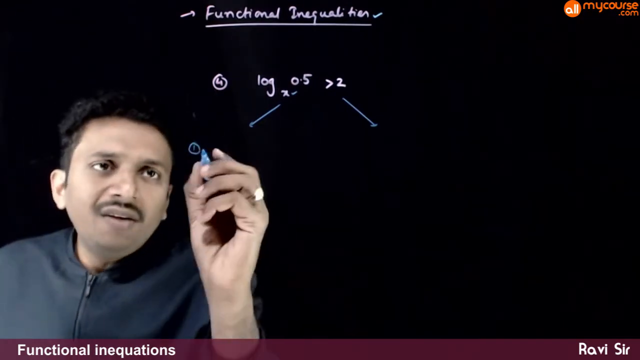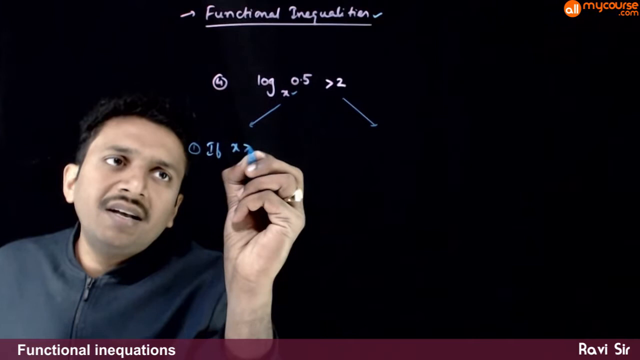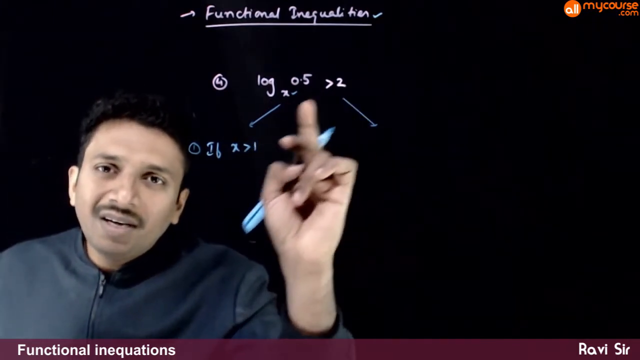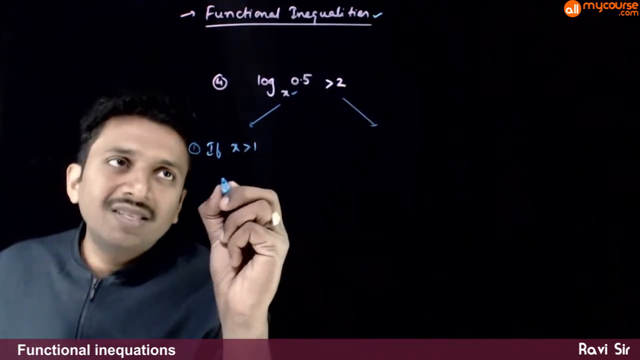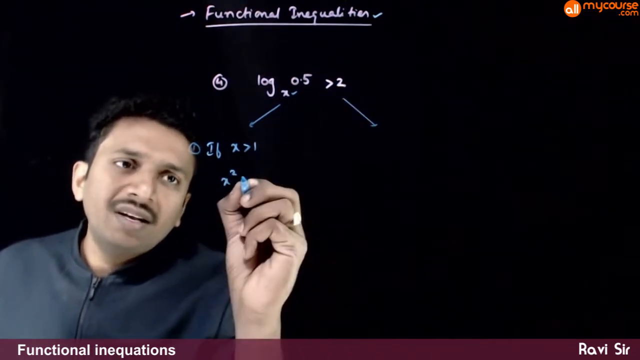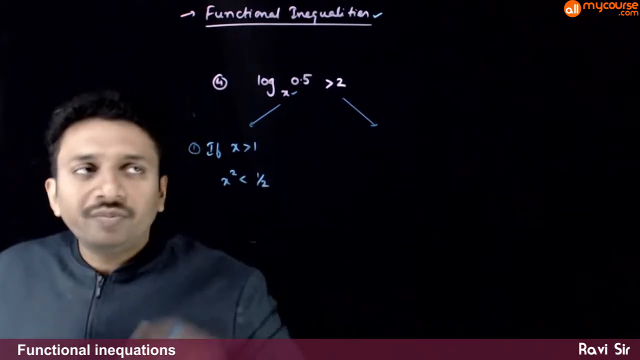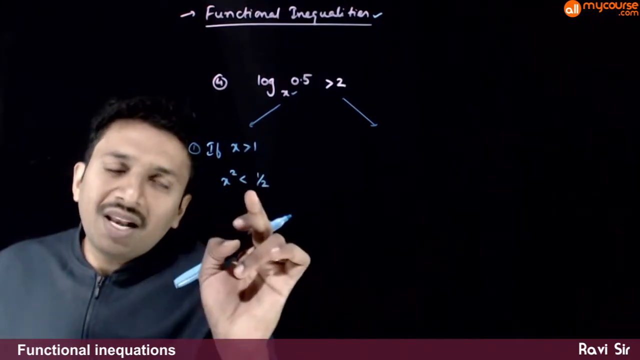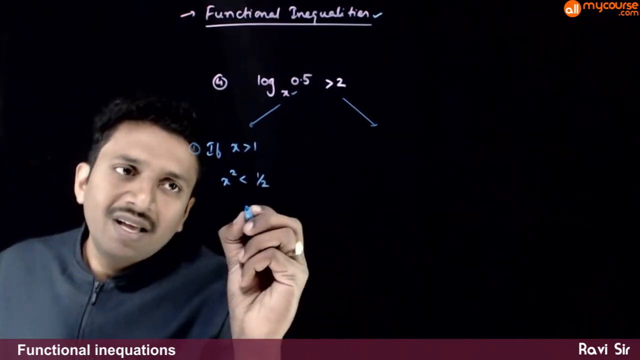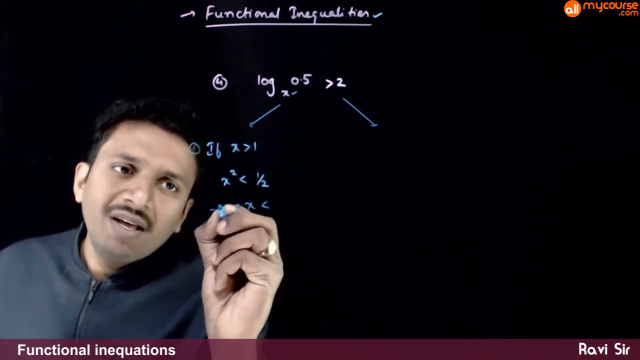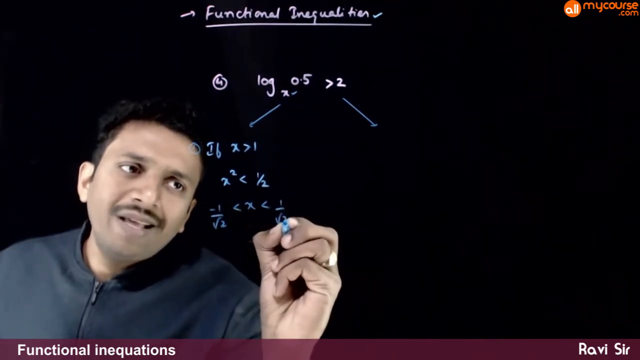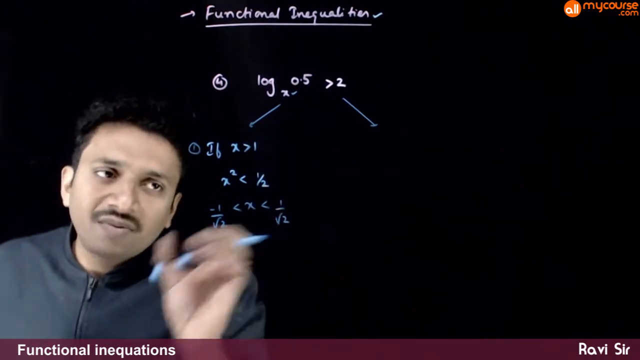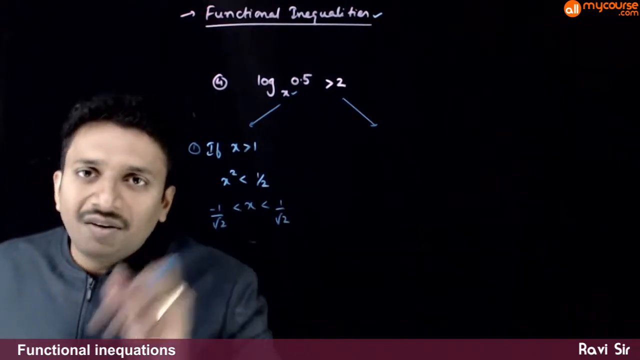Case 1. If x is greater than 1, I can directly convert this into exponential form. That is, x square is less than 1 by 2. X square is less than 0.5, which is 1 by 2. So x square less than 1 by 2 implies x is in between minus 1 by root 2 to plus 1 by root 2. So if x is greater than 1, then x has to satisfy this interval.